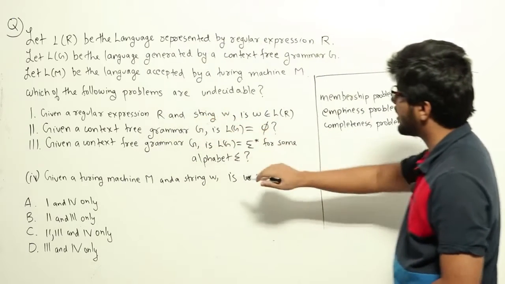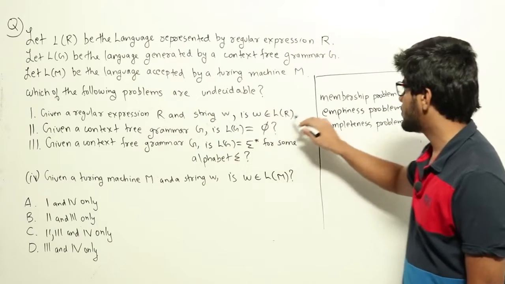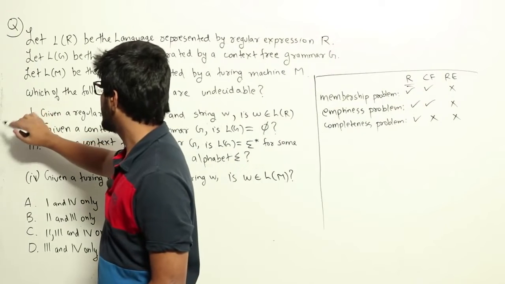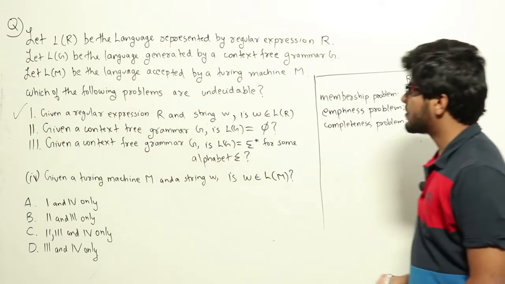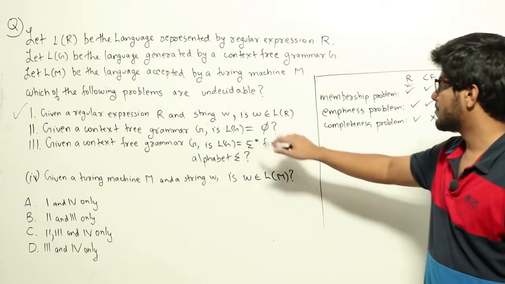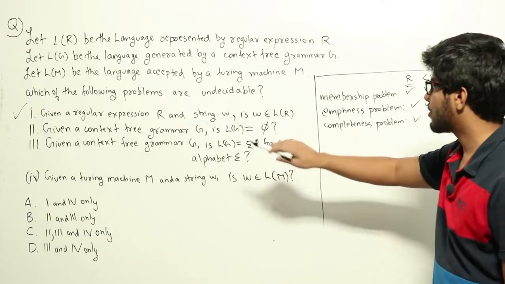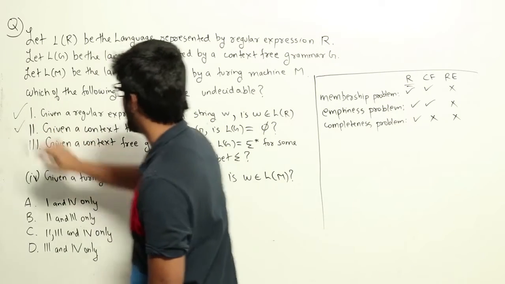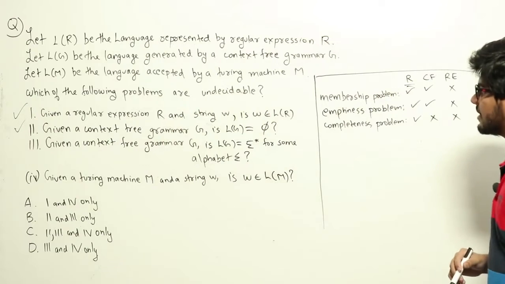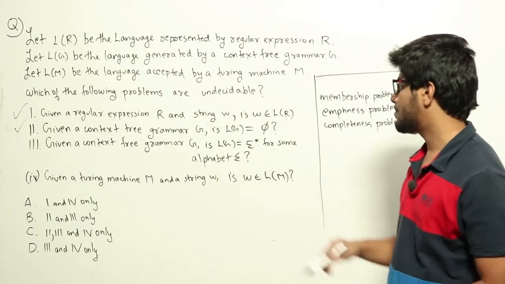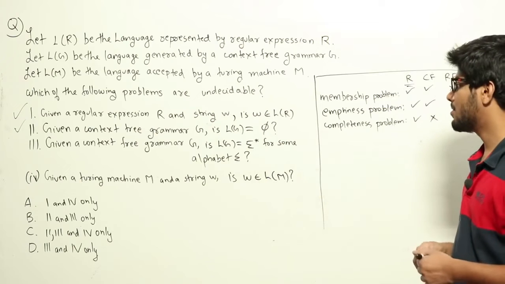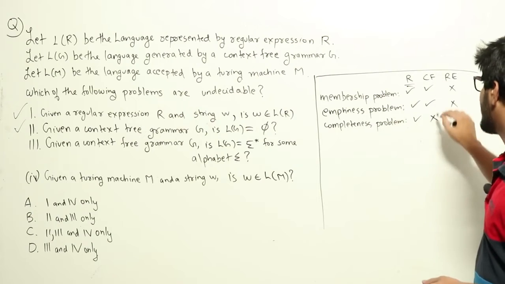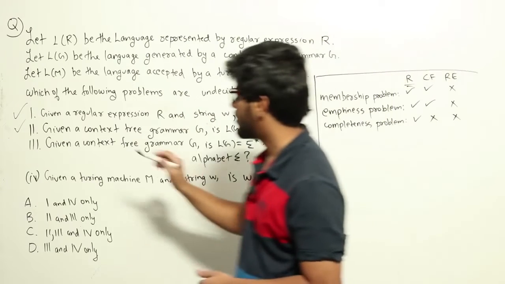Statement 1, given a regular expression R and string W, whether W belongs to L of R. That is the membership problem for regular grammar. That is decidable. Statement 2, given a context-free grammar G, is L of G equal to phi. Now this is nothing but the emptiness problem for context-free grammar, which is decidable as I have given here. So this is also decidable. Statement 3, given a context-free grammar G, is L of G equal to epsilon star for some alphabet epsilon. This is the completeness problem for context-free grammar. Now as I have given here, the completeness problem for context-free grammar is not decidable. So this is not decidable.